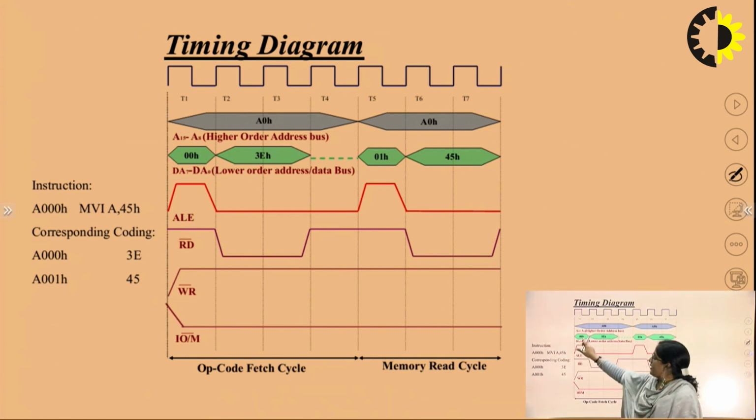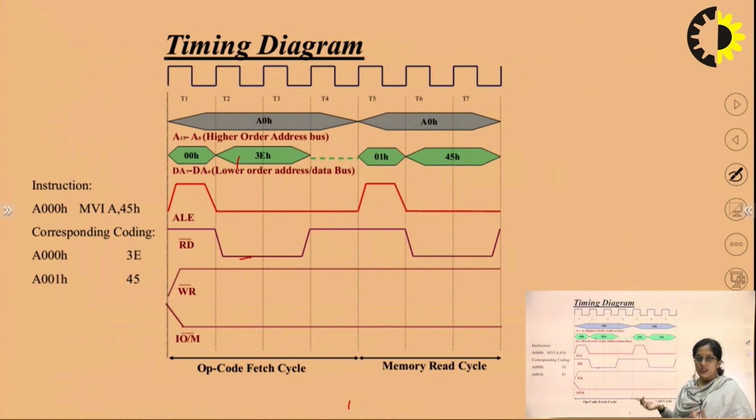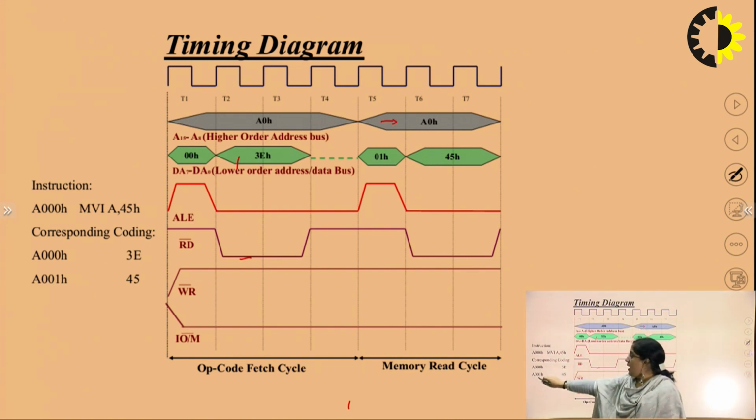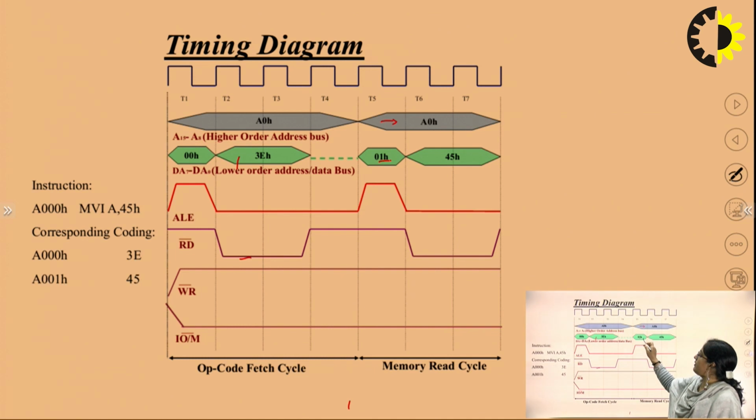First, the higher order address bus and lower order address will carry the 8000H address. The ALE signal will be high and the read signal will be active low. As soon as the read signal goes active low, the data will be placed by memory on the data bus, and the IO/M bar signal will be active low, indicating that the operation is with memory. After T4, the address will change. The higher order address, A0, will not change, but the lower order address, 01, will be changed.